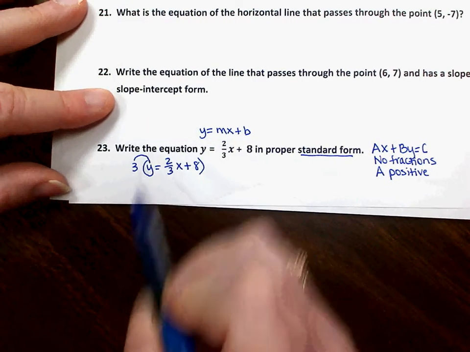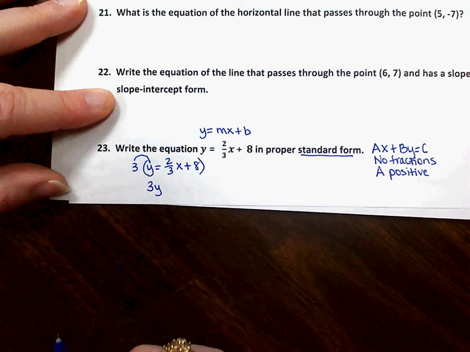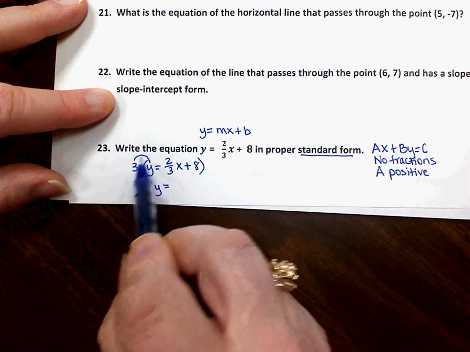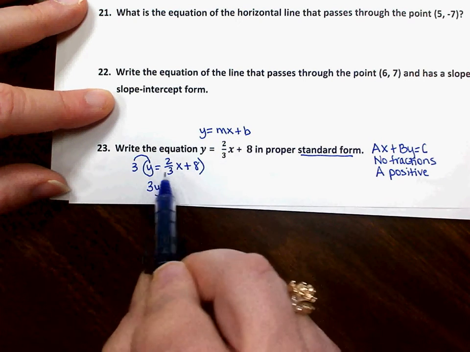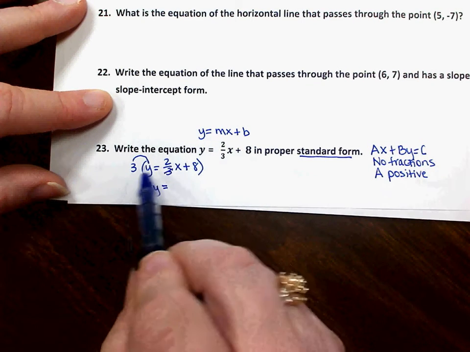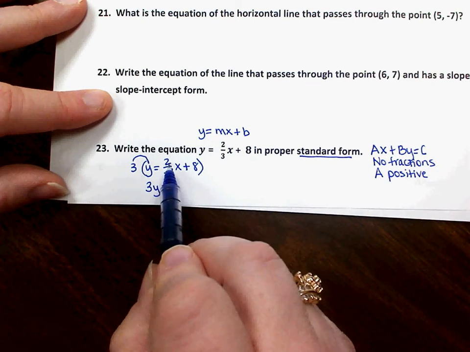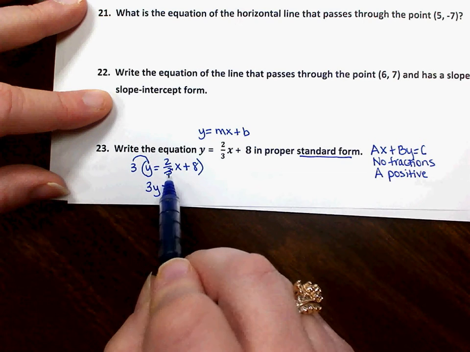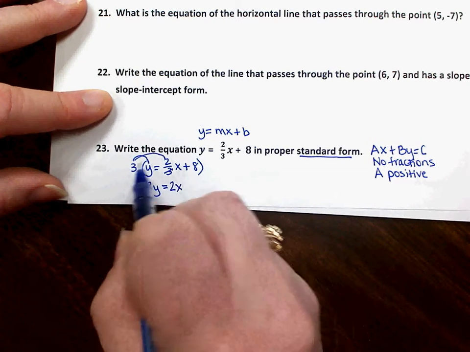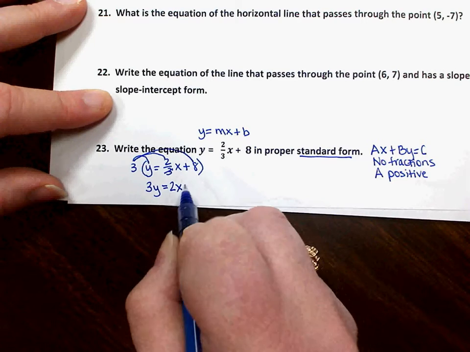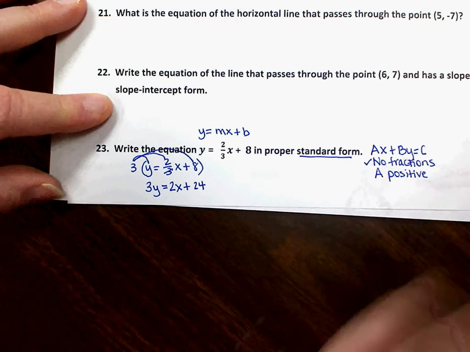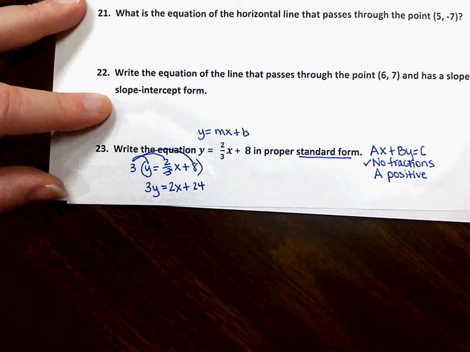So the 3 times the y gives me 3y. Then I have my equal sign. The 3 times the 2/3 x, all it does is cancel out that 3 in the denominator. Don't multiply the 3 times the 2. That 3 cancels that 3, so it leaves you with 2x. And then I'm multiplying 3 times 8 to get 24. So I took care of this problem. I don't have any fractions anymore.